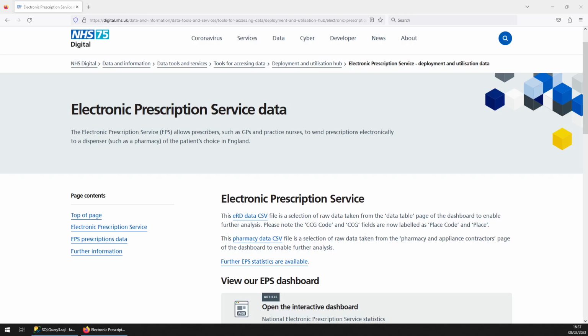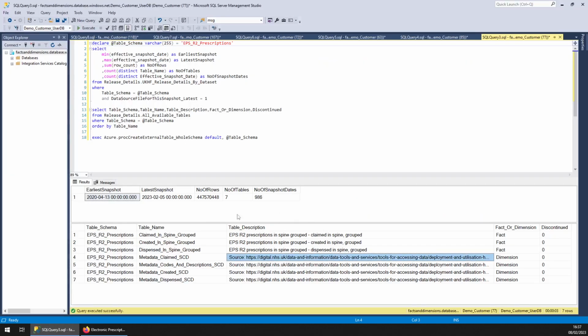In this one, we're doing electronic prescription service data. So this has come from NHS Digital, from the website you can see here. You can see from this data, the data goes back to April 2020.